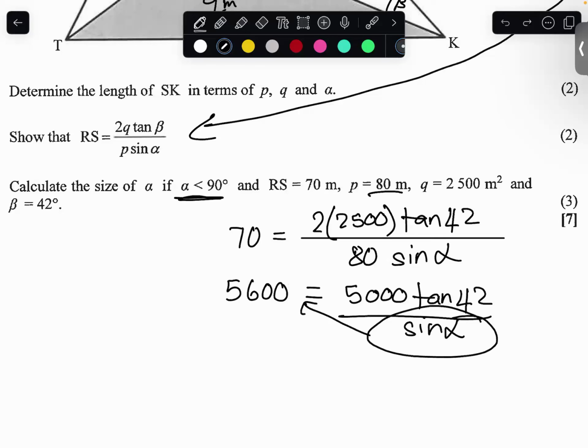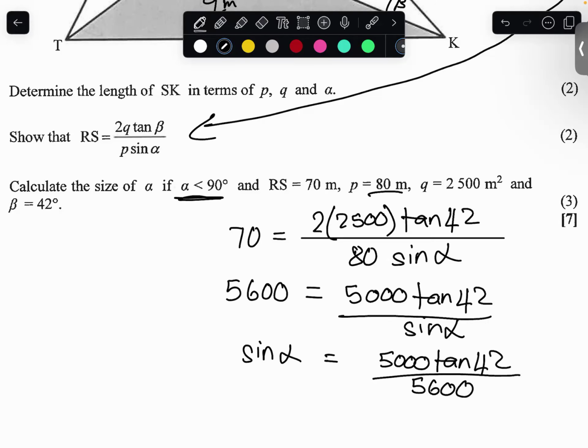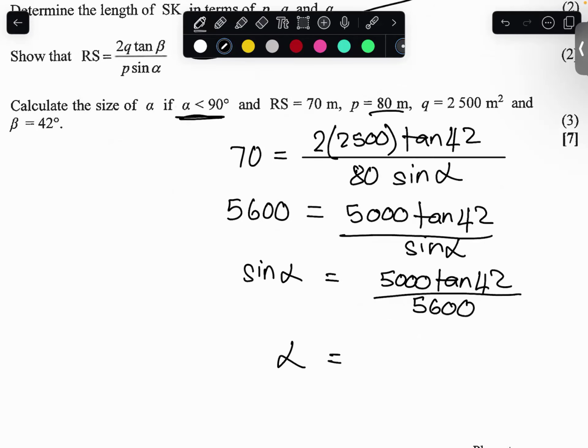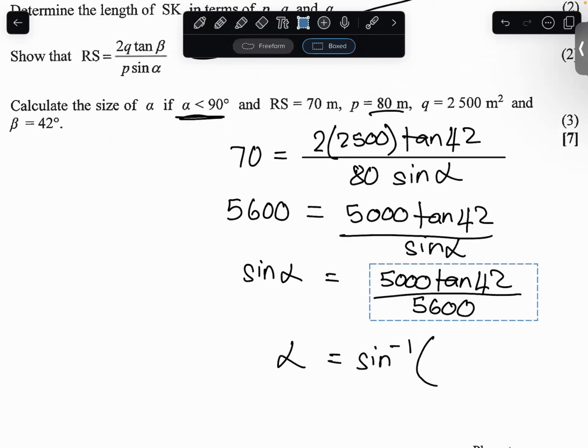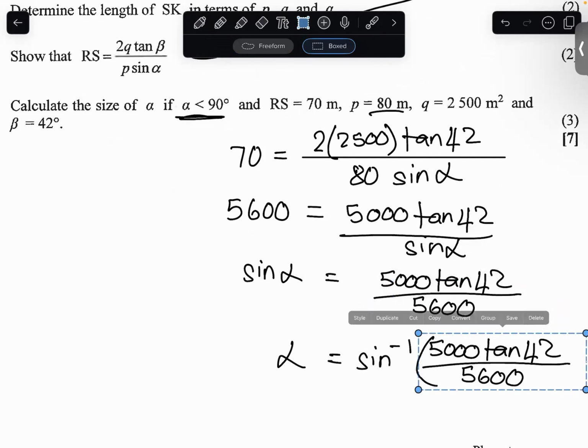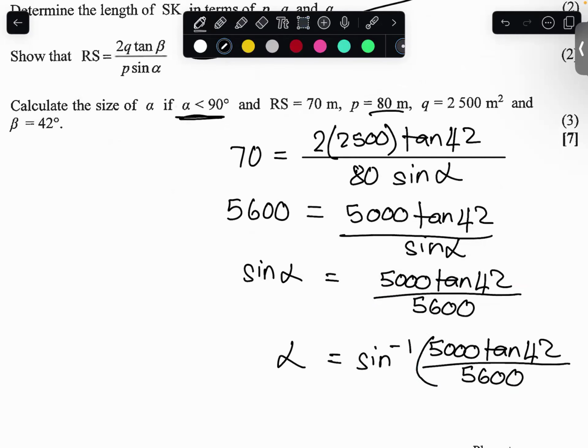All right, remember you can do that as long as you're moving numerator to denominator and denominator to numerator. So I'm going to have sine alpha here is equal to 5,000 tan 42 all over 5600. And then to get alpha, you have to shift sine this whole drama. And then that will give you an answer of, hold on, 53,51.